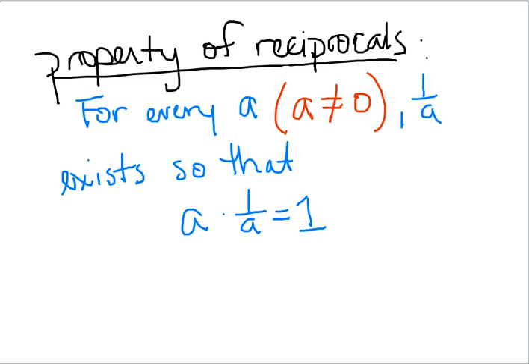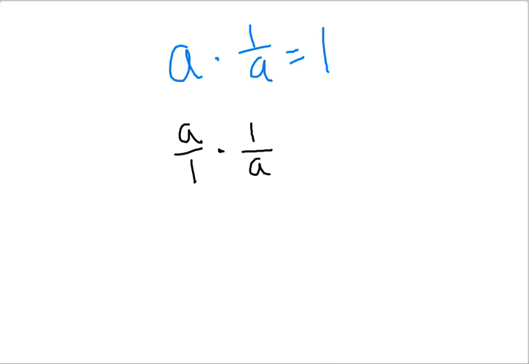So it says that for every a not equal to 0, 1 over a exists so that a times 1 over a equals 1. So that's just saying for any number, there is another number that when you multiply it, it equals 1. And that number is 1 over a. So I want to explore that. It said that a times 1 over a equals 1. Well, a is really a over 1. So to get its reciprocal, we just flip that over, right?